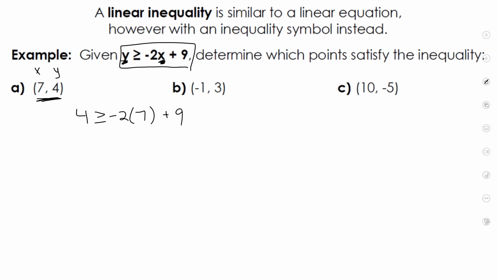I plugged that point into the inequality. And the question says, determine which points satisfy the inequality. Which one makes it true? That's what it's asking. So guys, what's -2 times 7? -14. I kind of gave the answer.